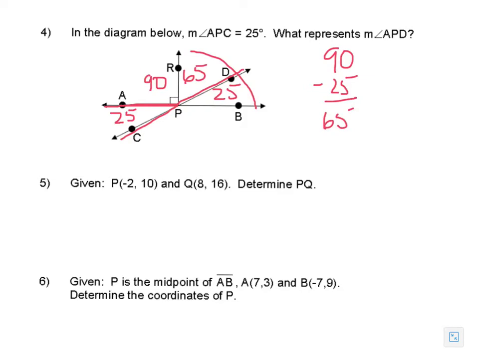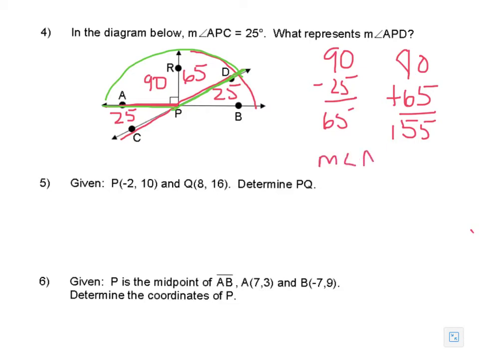So the measure of angle APD is all of that. 90 plus 65 is 155. So that's your answer. Measure of angle APD equals 155.